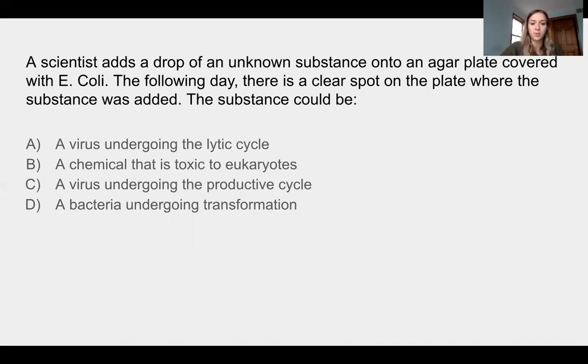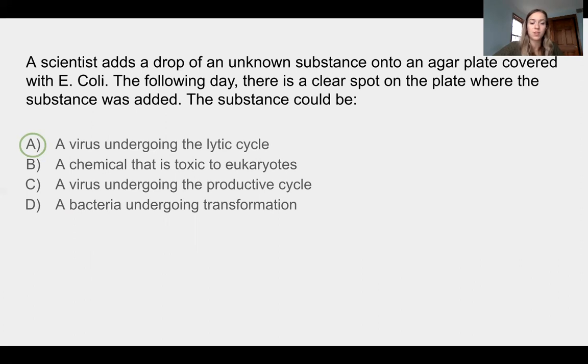All right, assuming you've answered the question now, we can go over the answer. So the answer is A, a virus undergoing the lytic cycle. We're going to talk about the different cycles of reproduction for viruses, but I'm just going to go through some of these really quickly.